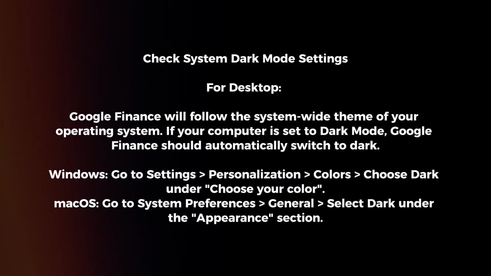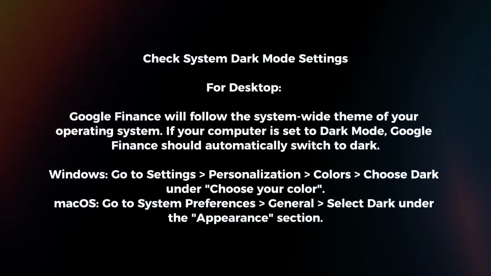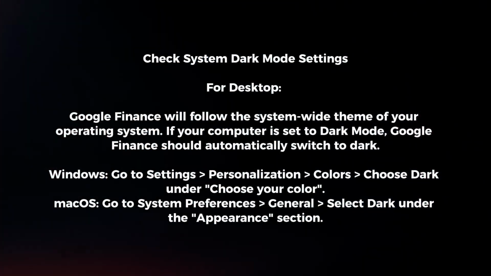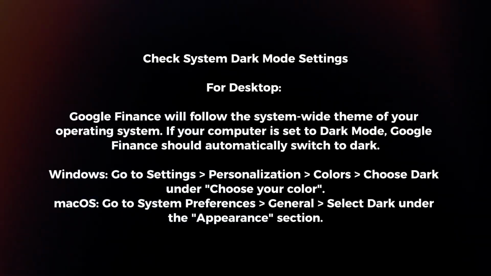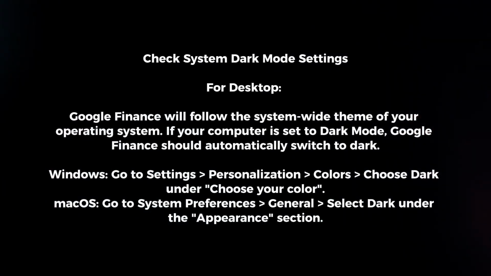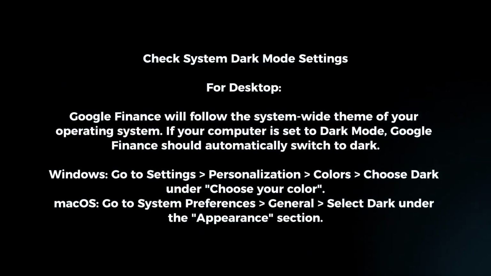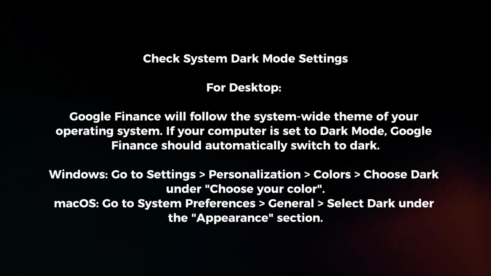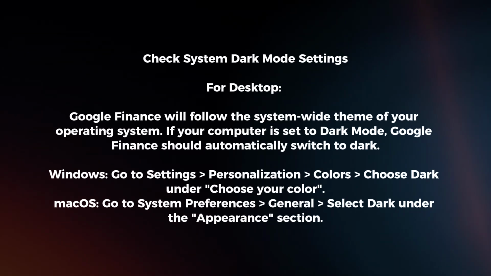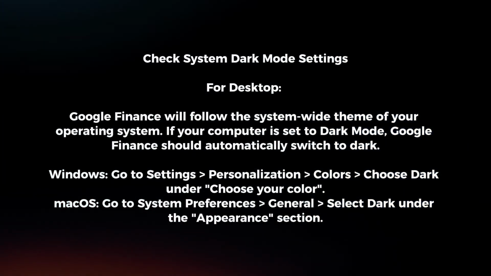For desktop, Finance will follow the system-wide theme of your operating system. If your computer is set to dark mode, Google Finance should automatically switch to dark. Windows: go to Settings, Personalization, Colors, choose dark under Choose Your Color. macOS: go to System Preferences, General, select dark under the Appearance section.